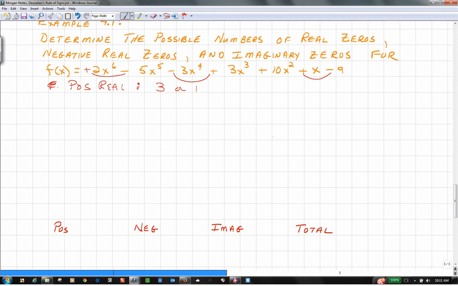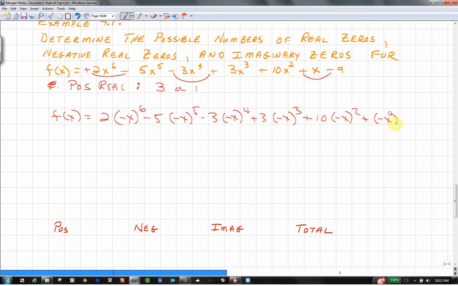Okay, now let's do the negative part of that. So what I would do is put a negative x into all of those. So I would have 2 times a negative x to the 6th, minus 5 times a negative x to the 5th, minus 3 times a negative x to the 4th, plus 3 times a negative x cubed, plus 10 times a negative x squared, plus a negative x, minus 9. So let's go ahead and simplify that.